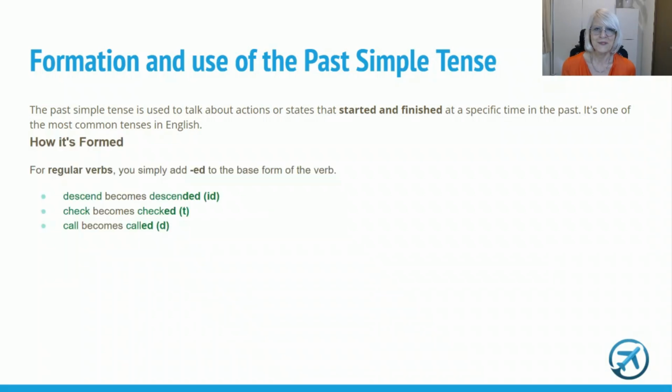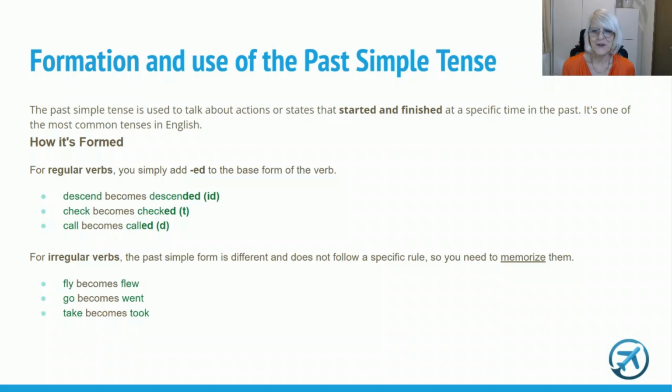How is it formed? Well, for regular verbs, you simply add ed to the base form of the verb. Descend becomes descended with an id sound. Check becomes checked with a t sound. And call becomes called with a d sound.